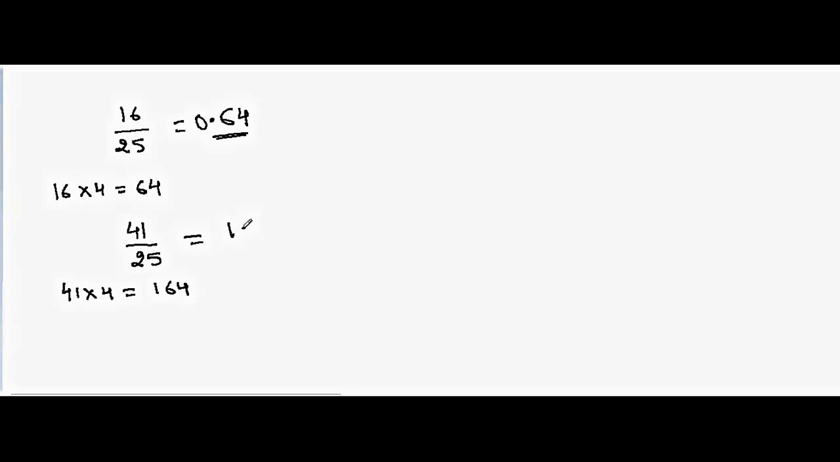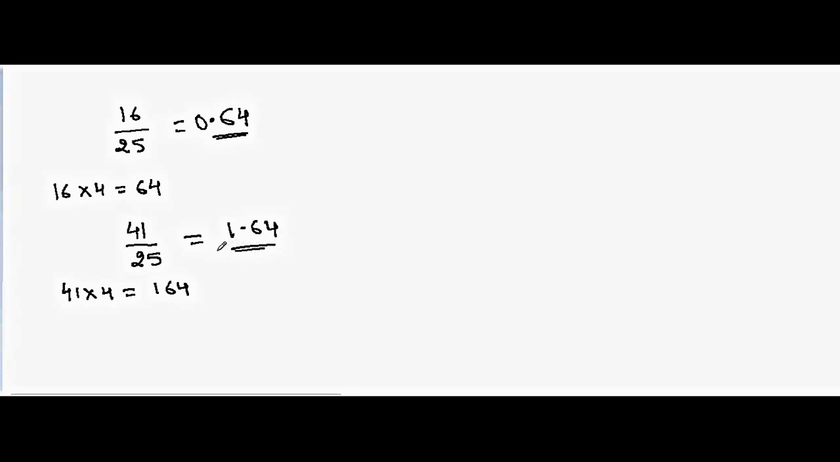Suppose I have 16 and I want to divide by 25. In this case, instead of multiplying by 2, I will multiply by 4. So 16 into 4 is equal to 64. My answer will be 64, and now I put a decimal after two digits from the right. So that will be 0.64. That's my answer. Again, if I have 41 and I want to divide by 25, 41 into 4 is equal to 164. So the answer will be 1.64.